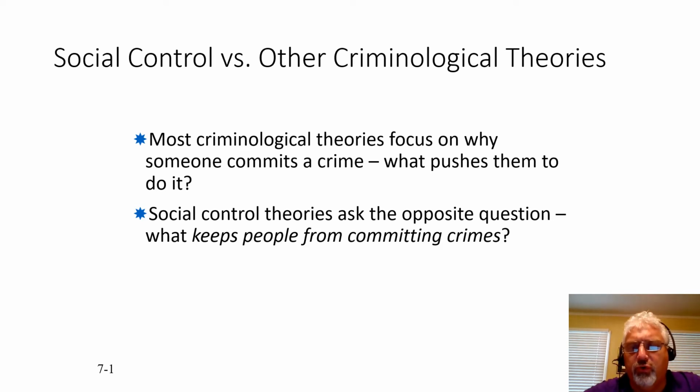So, social control theories are different from other criminological theories that we've discussed. Most of the other theories focus on what pulls people or pushes people into committing crime. What are those characteristics? Social control theories flip this, and they focus on what keeps people from committing crimes. Under social control theory, we have a different set of assumptions about the nature of human behavior.